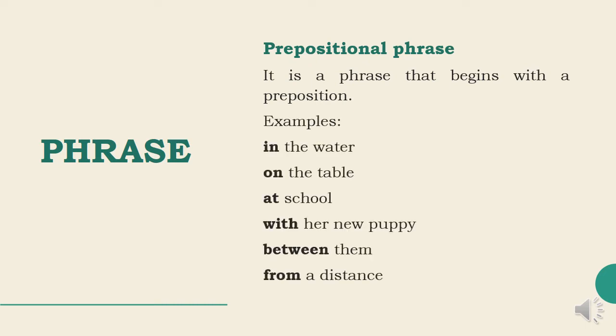The examples of prepositional phrase are in the water. It consists of three words and it begins with preposition in. And then on the table, it begins with preposition on. At school, with her new puppy, between them, from a distance. If you look at the sentences, all words in bold are the prepositions which begin each phrase.